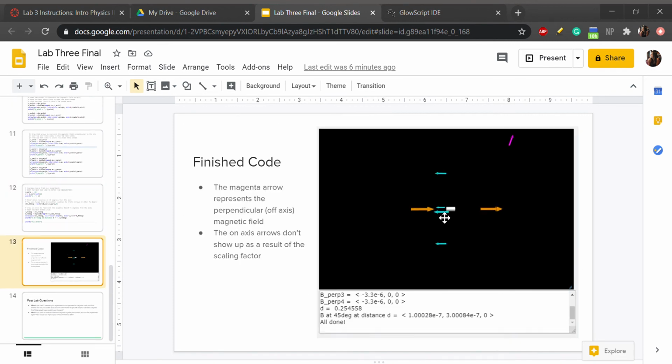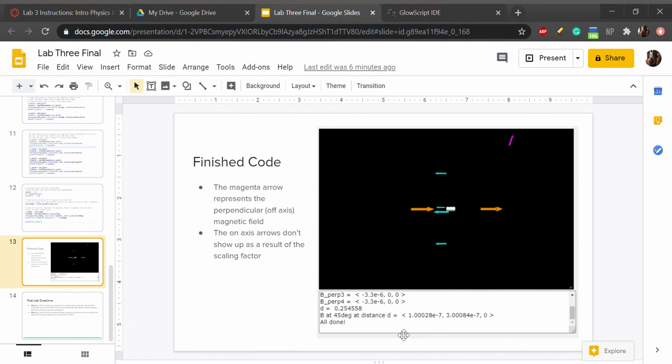So you see the orange on-axis dipoles, and then you see the cyan perpendicular dipoles, and then you see this magenta dipole at the 45-degree angle. I rotated the screen capture a little bit. So the magenta arrow here represents the perpendicular but also on axis, so it's in between, a 45-degree magnetic field. The on-axis arrows originally didn't show up as a result of the scaling factor, but I was able to fix that for this final report.